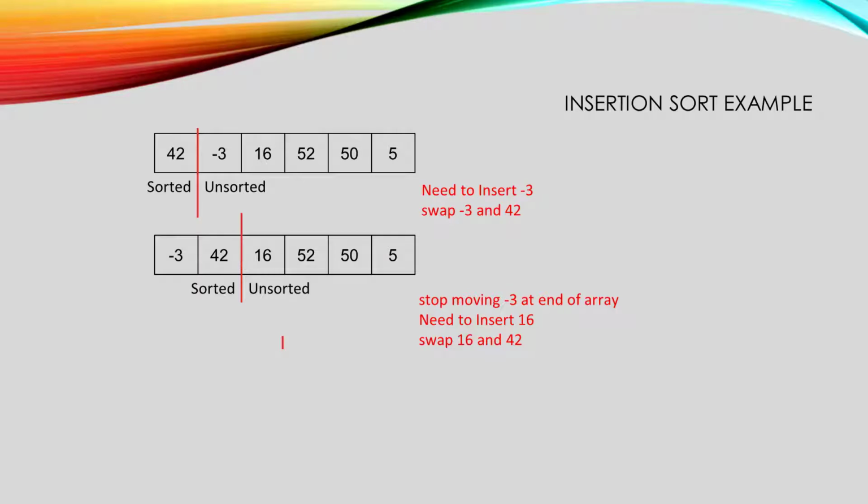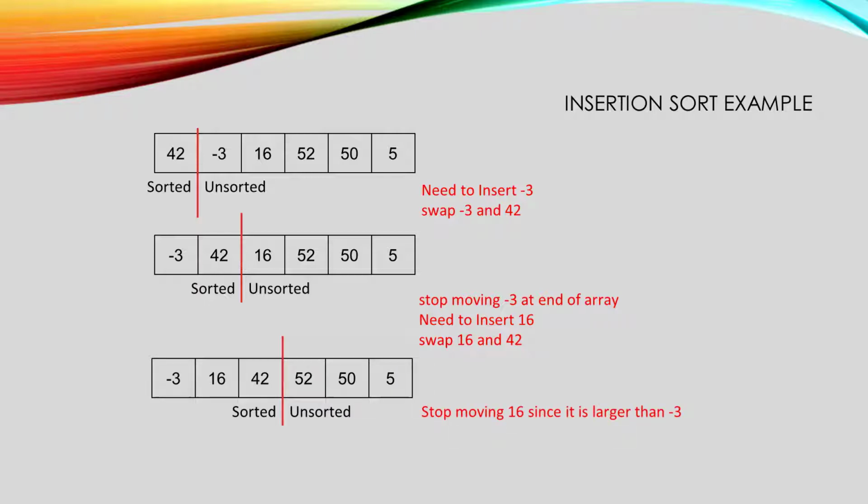Now we need to insert the 16. We compare it with its left-hand neighbor 42. Since it is less than 42, we swap them. Then we compare it with its left-hand neighbor, -3. Since it's greater than -3, we stop.